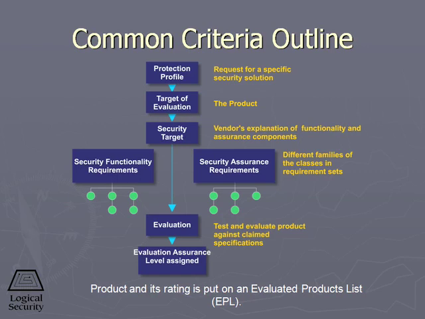If it satisfies the protection profile, it passed all the tests for the given EAL level, then that particular device receives the certification stamp of EAL and gets added to something called the Evaluated Products List, or the EPL.